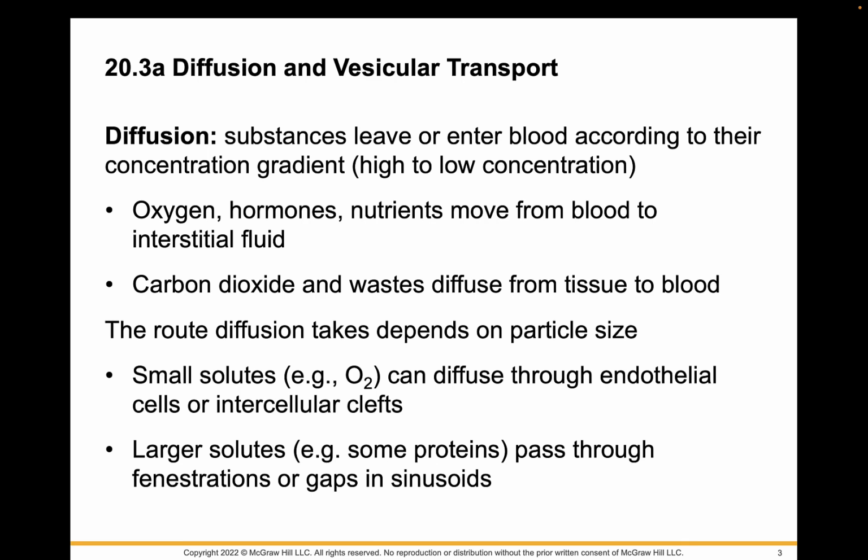Now, depending upon the size of the particle, we're going to see different pathways. Solutes that are small can actually move through the endothelial cells or the intercellular clefts. This goes back to what we said previously when we talked about tight junctions. Tight is not perfect, and there are gaps that things can move through. When we start looking at larger solutes, for example proteins, they're going to only pass through vessels that have fenestrations or gaps, like the sinusoids.